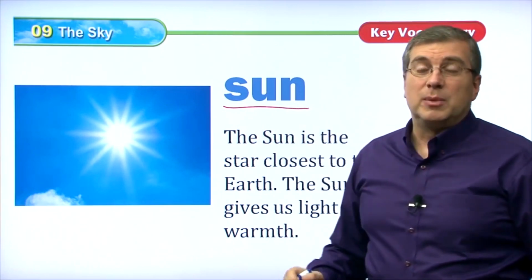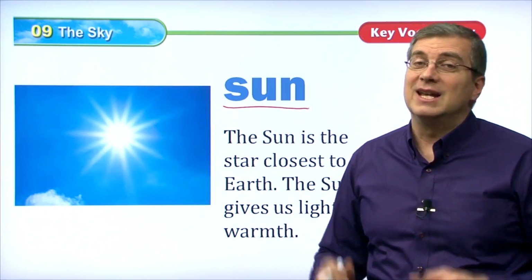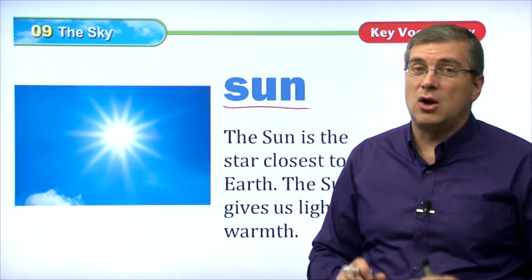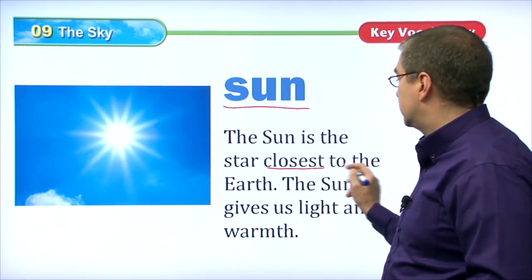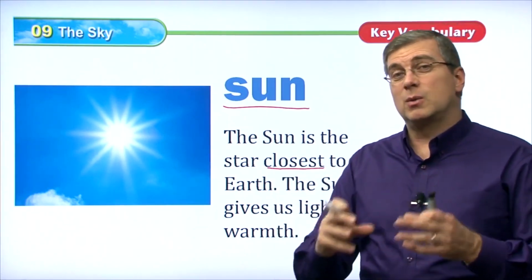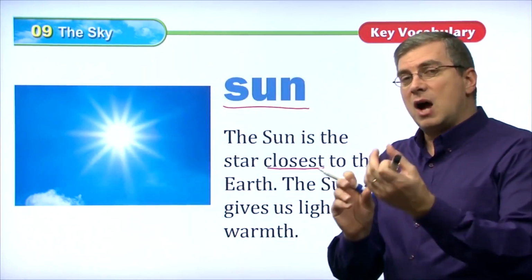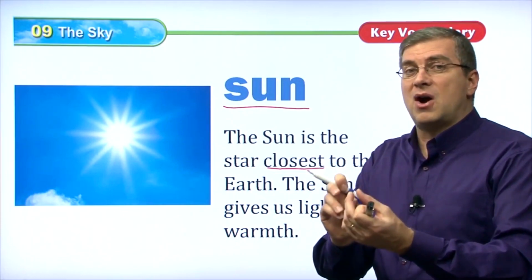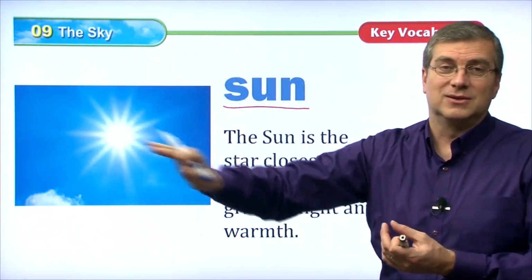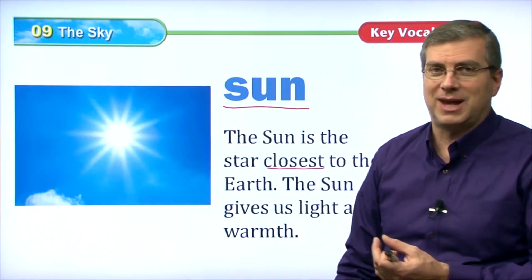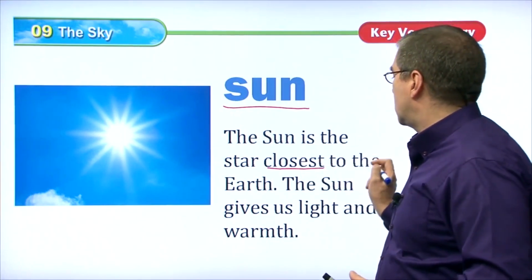The sun is a star, but it's our star. It's a special star, so we call it the sun. It's the only star that we call the sun. The sun is the star closest to the earth, right? And especially when we're talking about the universe, there are so many stars out there, but our sun is the closest to the earth by far, right? Any other star is really far away. So far, we could never go there, okay? It's just so far away. The sun is the star closest to the earth.